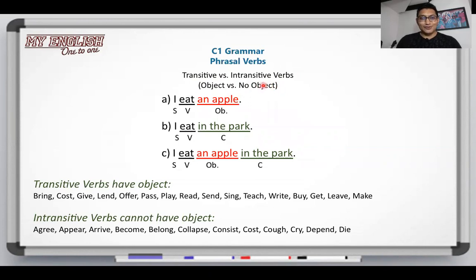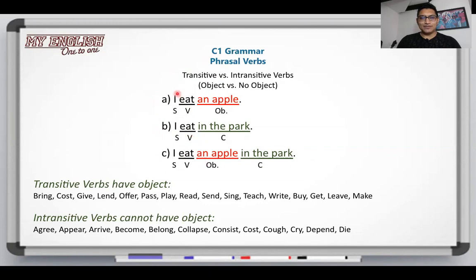Now, what is an object? To demonstrate that, I'm going to present three sentences. The verb eat that I'm using is a transitive verb. So let's understand this case with the verb eat in three forms. First form, A, I eat an apple. Second form, B, I eat in the park. C, I eat an apple in the park.